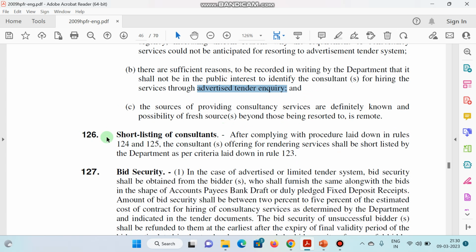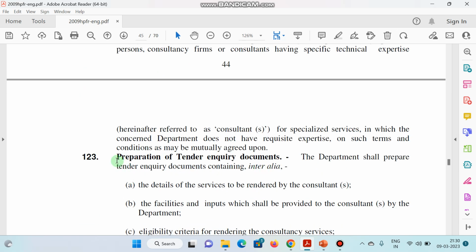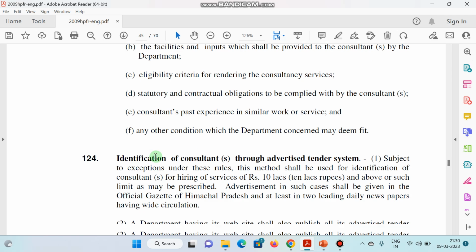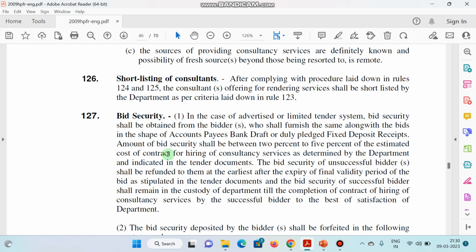And finally, Rule 126 talks about the shortlisting of the consultant, meaning after complying with the procedure laid down in Rules 124 and 125, the consultants offering to render services shall be shortlisted by the department as laid down in Rule number 123. Rule number 123 has a clear mention of the preparation of the tender inquiry documents. And in this case also bid security is taken in the form of different banking instruments like bank draft. Rule number 127 has detailed information about it.